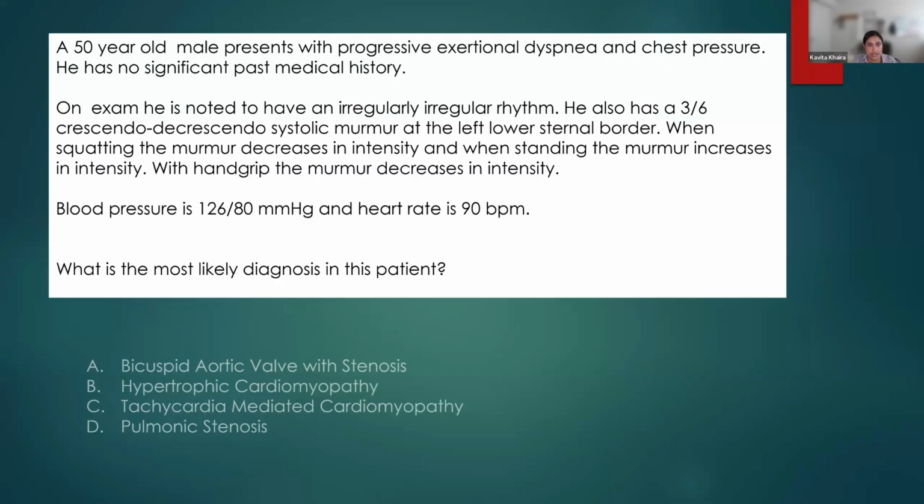What is the most likely diagnosis in this patient? Is it A, a bicuspid aortic valve with stenosis? Is it B, hypertensive cardiomyopathy? Is it C, tachycardia-mediated cardiomyopathy? Or is it D, pulmonic stenosis?